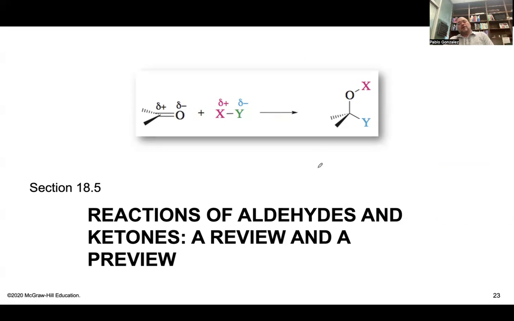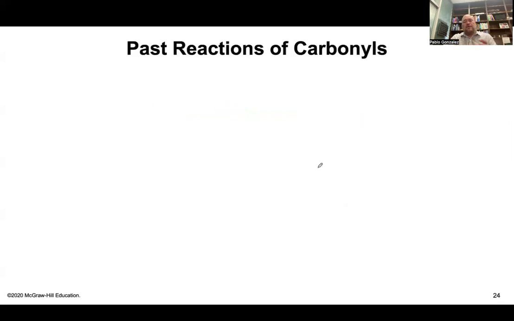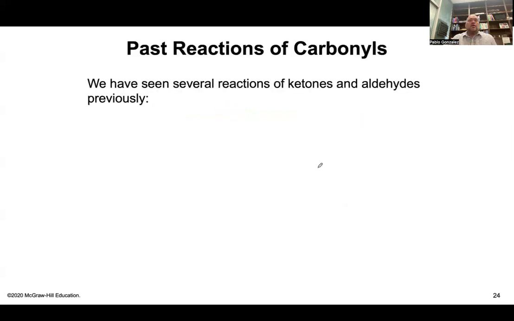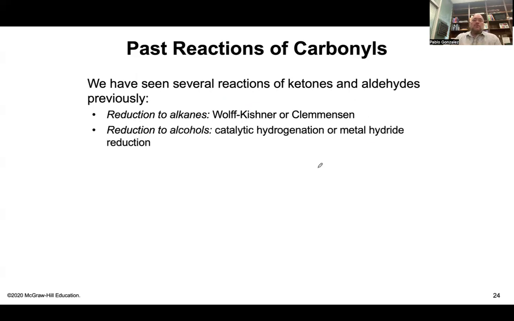So let's learn a few different ones now, section 18.5. This is going to be basically a review and a preview of the past reactions of carbonyls. We have seen several reactions of ketones and aldehydes previously. So for example, reduction to alkanes using Wolff-Kishner or Clemmensen conditions is going to reduce that carbonyl group of a ketone or an aldehyde. Also, the reduction to alcohol, by catalytic hydrogenation or metal hydride reduction, is going to produce those alcohols from the ketone or the aldehyde.